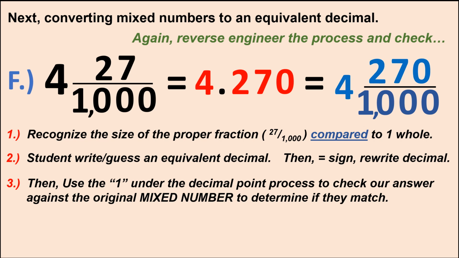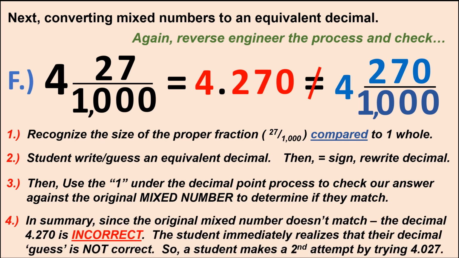Nope, our mixed number doesn't match the original. 4 and 27 thousandths is not equal to 4 and 270 thousandths. Hence, let's add in our inequality sign. In summary, since the original mixed number doesn't match, the decimal, 4.270, is incorrect.